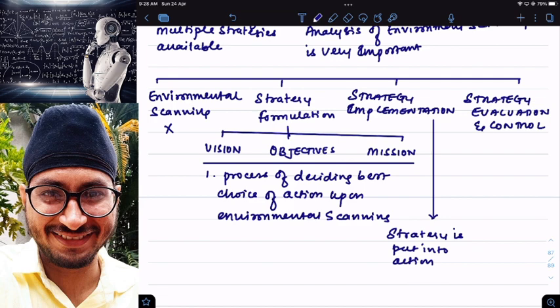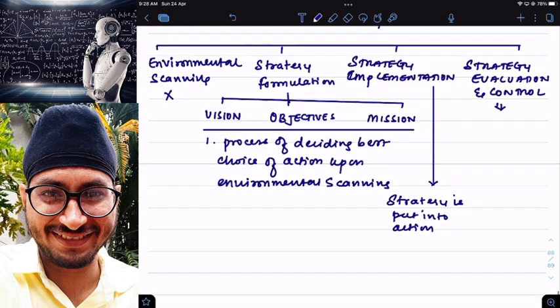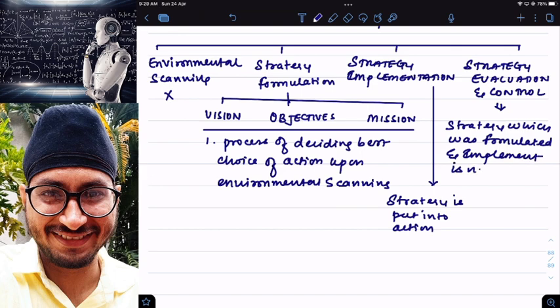What is this, sir? Here what will I do? I will verify the strategy which was formulated and implemented. Simple. Whatever strategy I've formulated and whatever strategy I've implemented, I will verify.